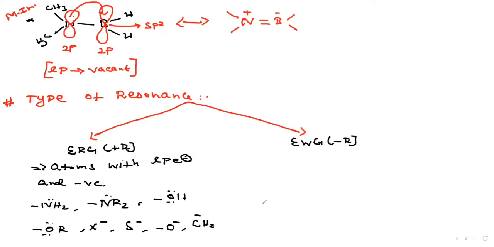What about the electron withdrawing group? There will be three different types. Please note. The very important electron withdrawing groups in the case of resonance structures. Please note. The first one: the cation with a vacant orbital. This is an electron withdrawing group. Vacant orbital, very important. Example, CH2 plus.